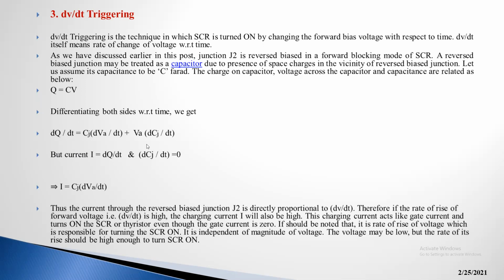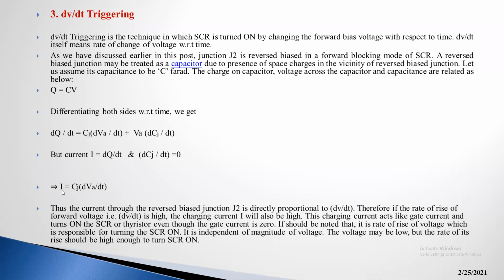Whatever the electric field is present across the junction J2, this junction acts as a capacitance, and this capacitance is constant. Please all of you remember, the junction capacitance is constant. We know the formula that d by dt of a constant is equal to 0, so d by dt of Cj is equal to 0. So the total term will become 0.